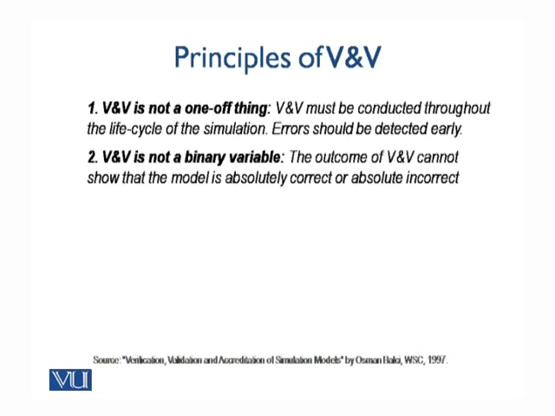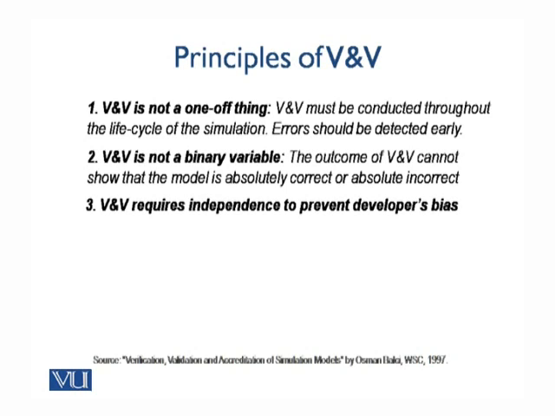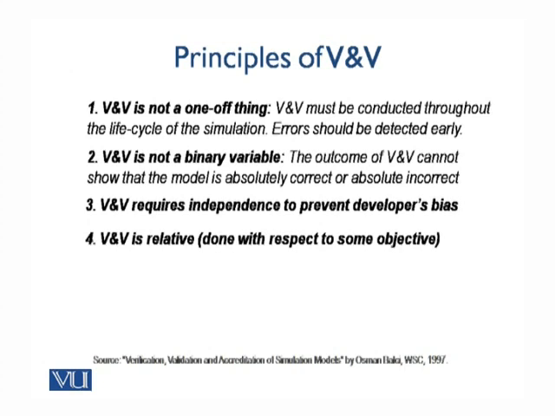Secondly, validation and verification is not a binary variable in which you have a valid model or you do not have a valid model. The idea here is that this thing is relative, and it is relative to your goal. The third thing, we've talked about this before, we want to prevent the developer's bias, and therefore we want independent evaluation. The fourth thing is V&V is relative. So as mentioned before, our goals dictate what model we should be creating, and the model that we have is to be judged relative to our goals.